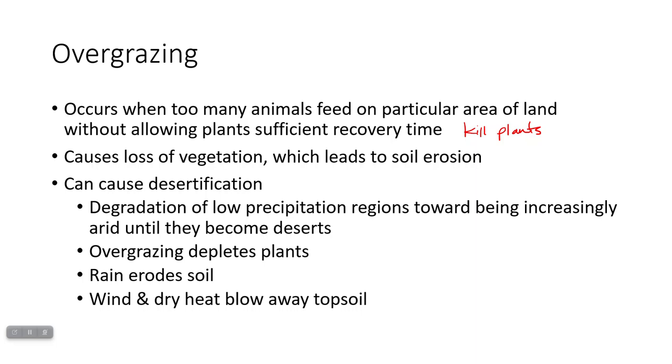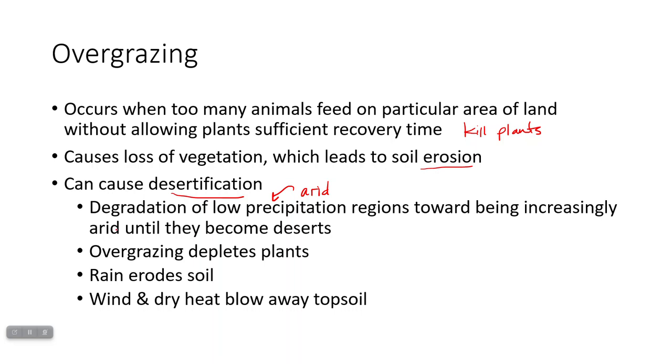What happens then is you have a loss of vegetation, then you have soil erosion, and soil erosion can lead to what's called desertification. Desertification is where you have areas that are arid, meaning they are low precipitation areas, and their aridity is going to increase until the point where they become deserts.